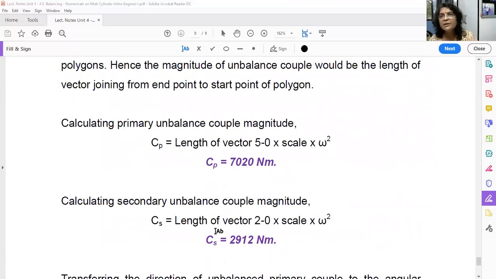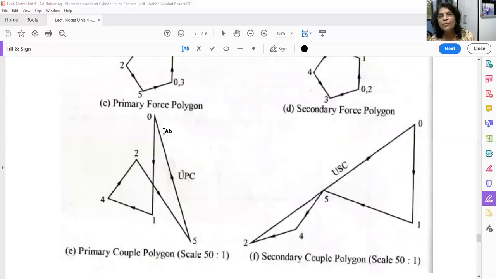Where is this one? Couple. Multiply by... So this is the length of the vector 5O into scale into omega square, because you have taken a certain scale, no? So you have to convert it into the original scale into omega square. So this will give the primary couple magnitude of 7020 Newton meter. This is the length of the vector 5O. See, this is your 5O.